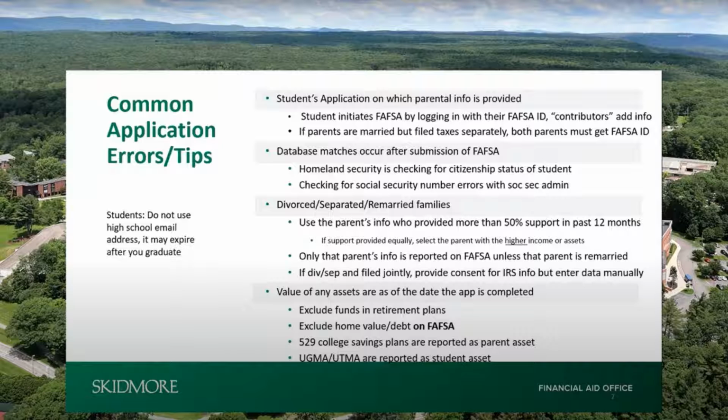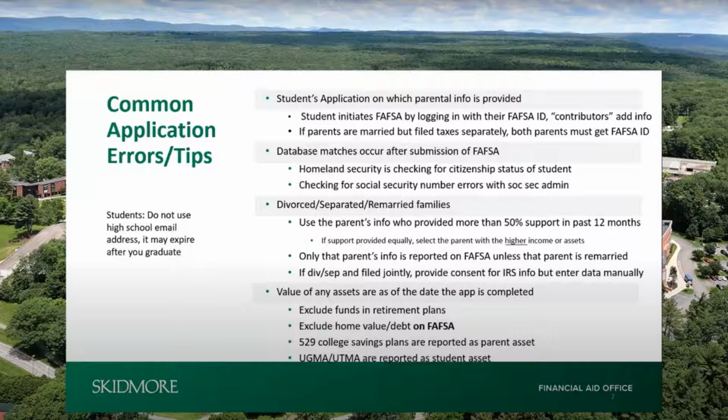So Homeland Security is checking for the citizenship status of the student to be considered for federal financial aid eligibility. The citizenship status of the parent does not affect the student's eligibility for federal student aid. It's only the student's citizenship status for the FAFSA for federal student aid. On the FAFSA, the database match for Social Security numbers is also occurring.